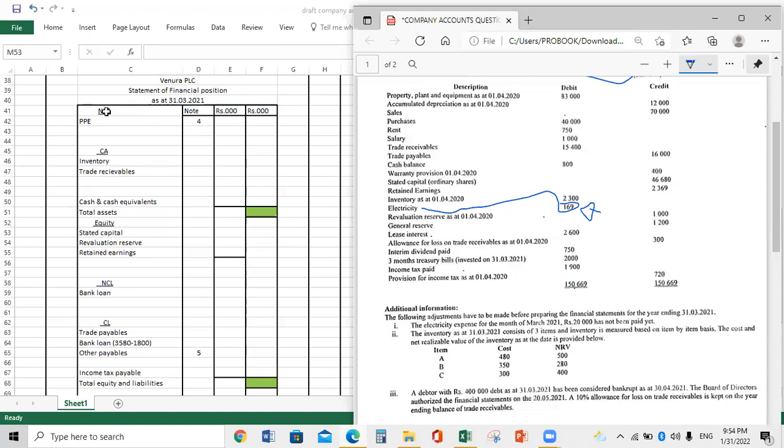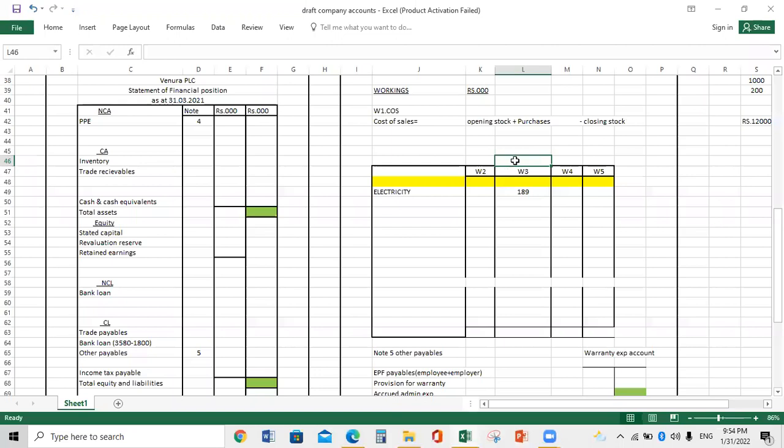So where should you mark? You should mark in the working, working number 3 under administration expense. Working 3 is admin expense, working 2 is distribution, working 4 is other, and 5 is finance. So you will record 189,000. How did you get that? 169 plus 20, you got 189,000.